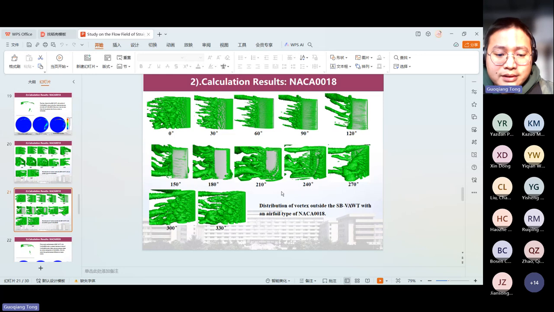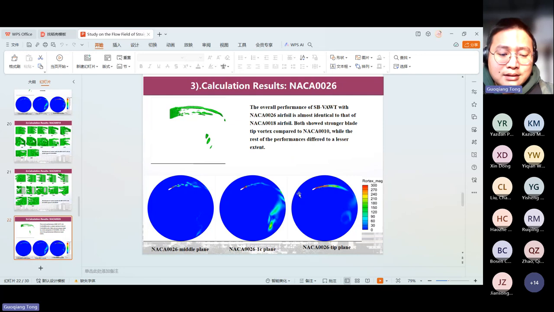For the outside, the biggest difference from NSA-0010 occurs at 240 and 270. At this point, the vortex of the leading edge of the blade is smaller in both cases, while the rest of the angles behave almost unchanged. The overall performance of NSA-0026 is almost identical to NSA-0018. Both show stronger tip vortex compared to NSA-0010, while the rest of the performance is less different.